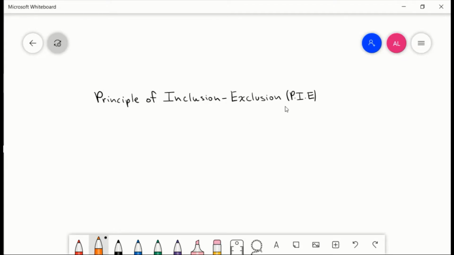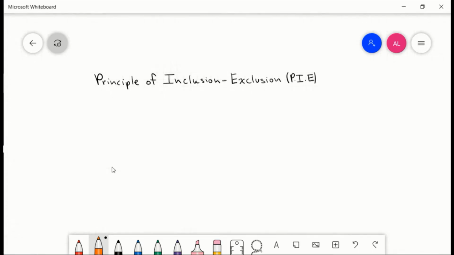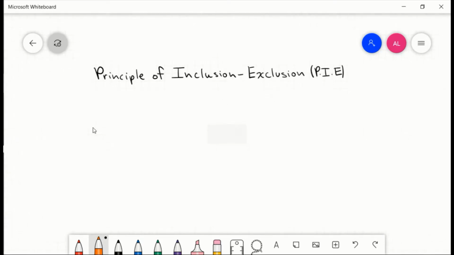So today we will investigate the principle of inclusion exclusion, which is a principle in probability, and we will also look at a very interesting problem called the Montmort problem. So let's get started with the principle of inclusion exclusion.